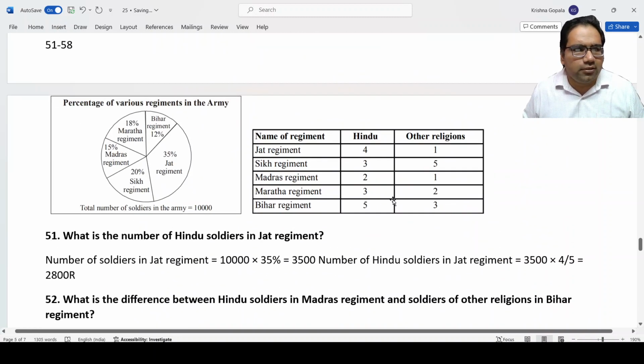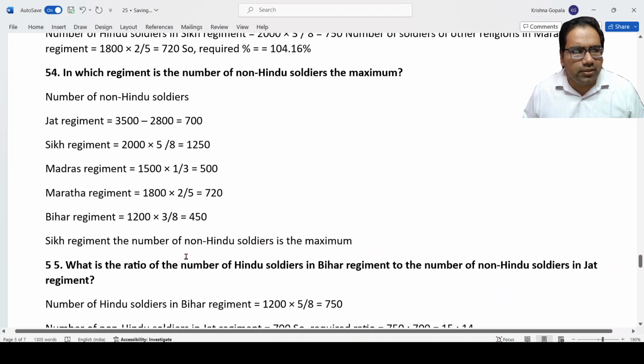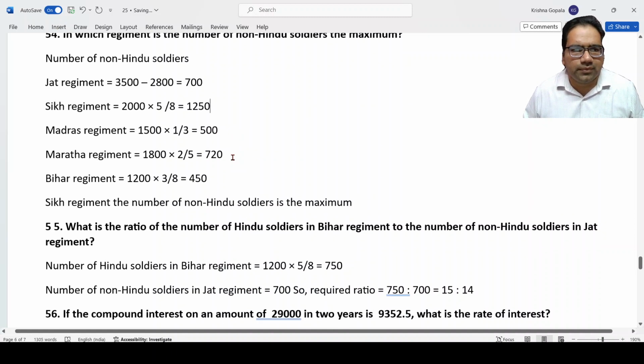3 by 8 of non-Hindus in Bihar, 1200. 3 by 8 into 1200: 8 150s are 1200, and 3 into 150 is 450. Of all of this, Sikh regiment has the highest non-Hindu soldiers. Okay, this is also an easy problem. What is the ratio of the number of Hindu soldiers in Bihar regiment to the number of non-Hindu soldiers in Jat regiment? Non-Hindu in Jat is 700, right?